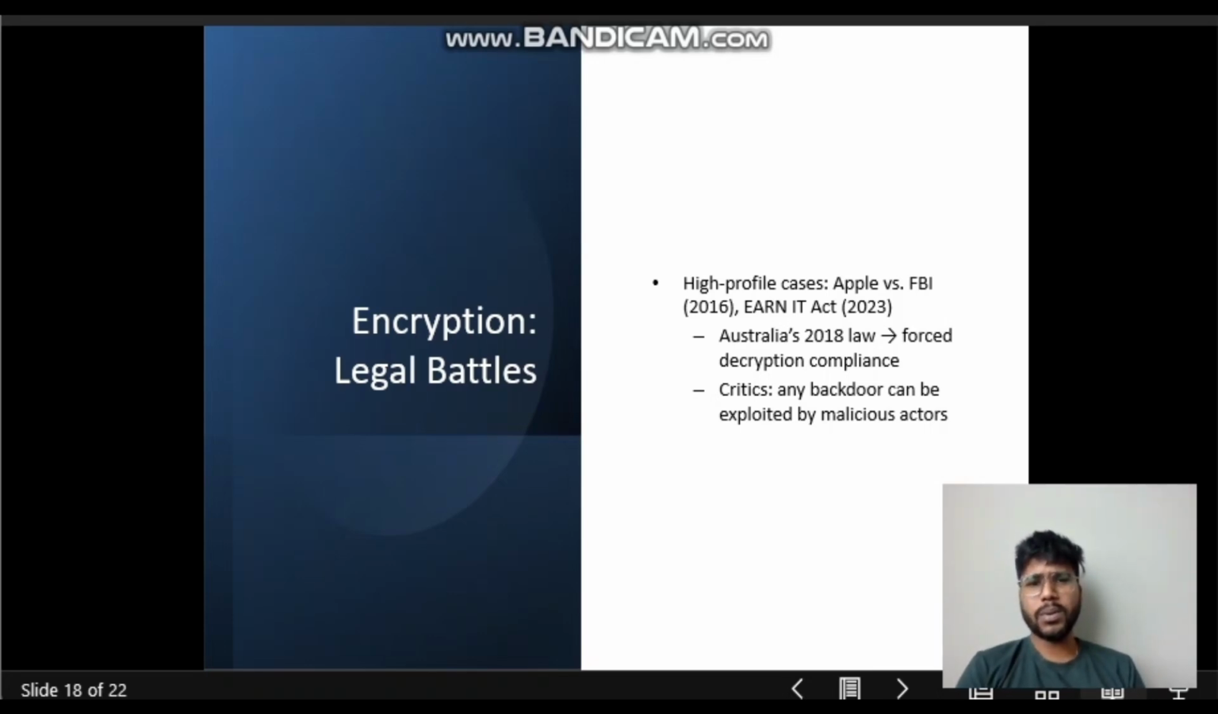Apple versus FBI, back in 2016: the FBI requested Apple to create a backdoor to unlock an iPhone used by a suspect in a terrorism case. Eventually Apple refused, arguing it would weaken security for all iPhones if it disclosed this to every single person out there. The next is the EARN IT Act, as we talked about earlier.